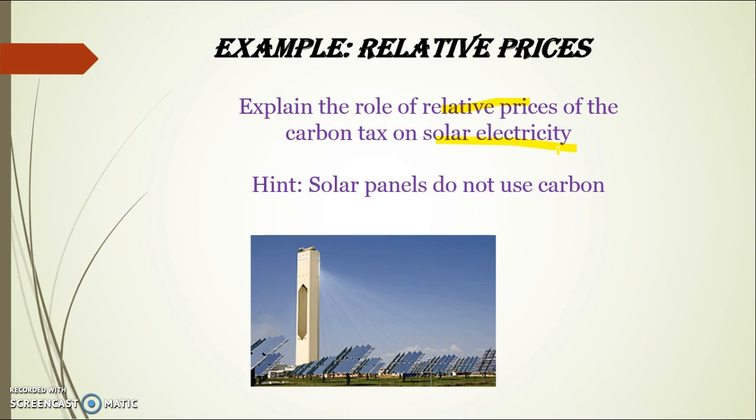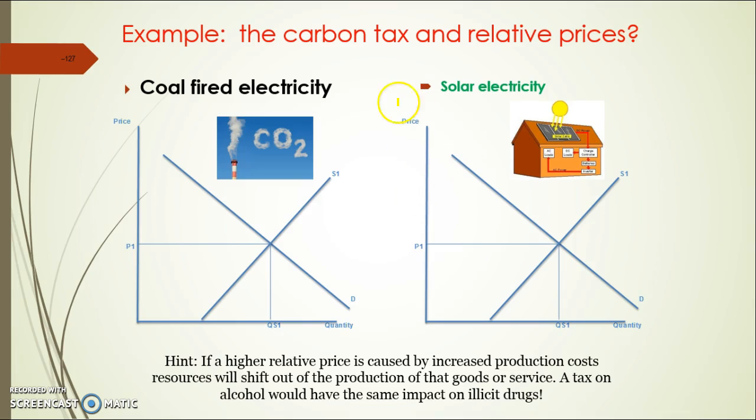And the idea is that solar panels do not use carbon, so solar energy becomes cheaper when we put a carbon tax on coal energy. So here's an example. We've got coal-fired electricity and solar electricity. What will happen is that if there's a higher relative price caused by an increase in production costs, resources will shift out of the production of that good or service and into the other one. So we should see resources flow out of this industry and into this industry. And I'm going to explain why that occurs.